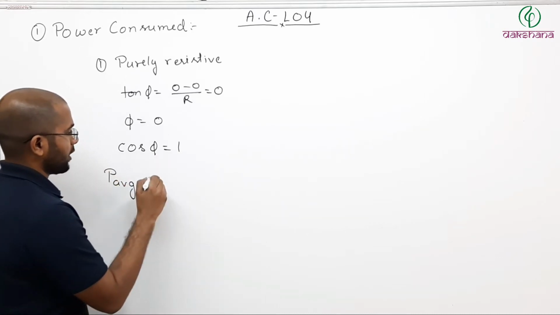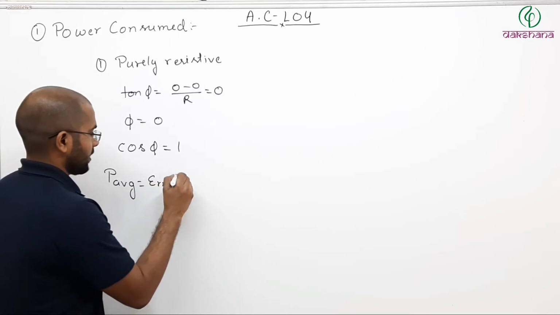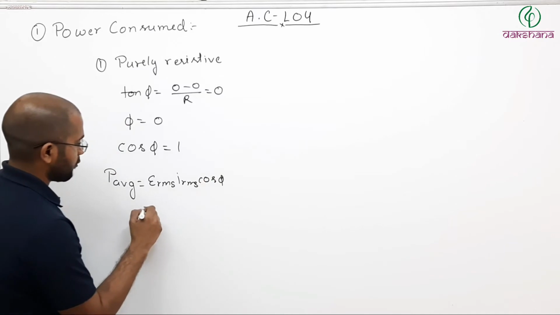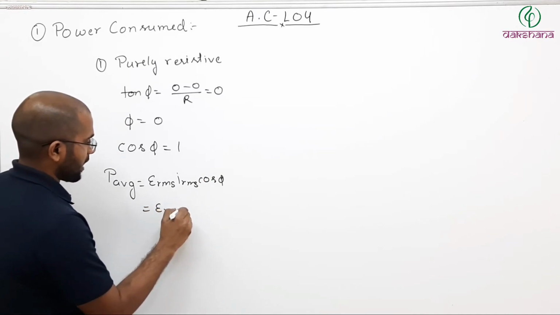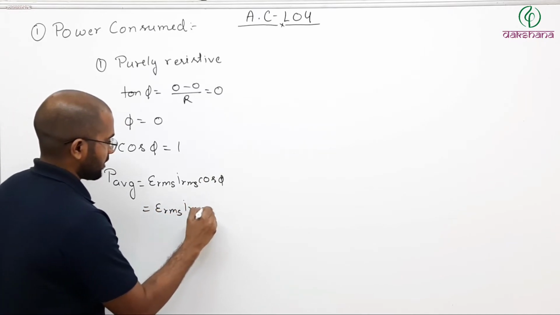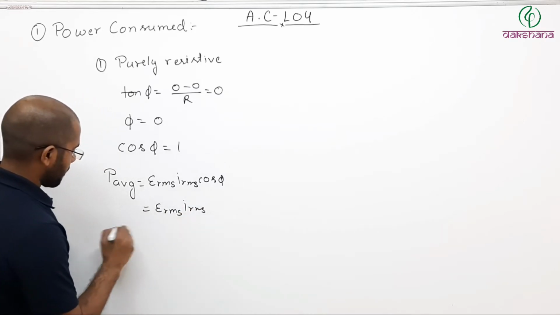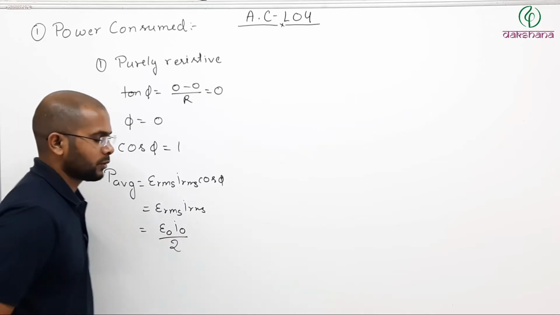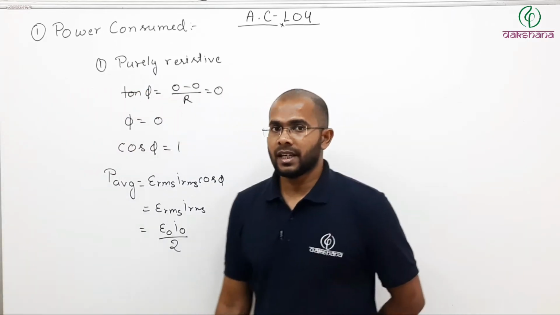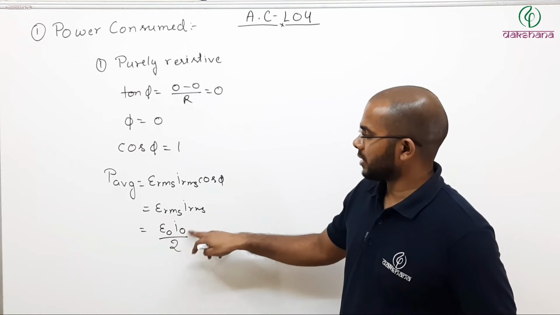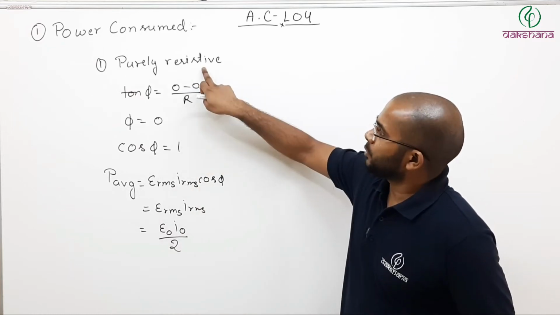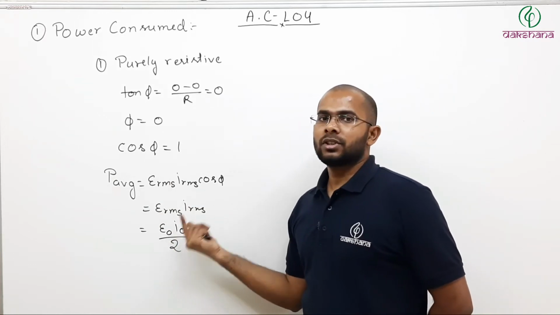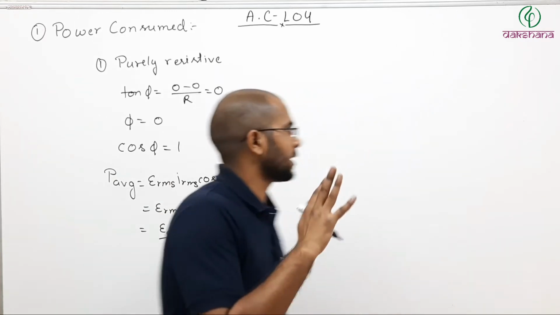So P average will be equal to ERMS IRMS cos phi, and cos phi is 1, so that will be ERMS IRMS. That is your power. That can also be written as E naught I naught divided by 2, because ERMS is E naught by root 2 and IRMS is I naught by root 2. So in a purely resistive circuit, cos phi becomes 1 and power consumed is this much. That is well understood, you have already studied that.